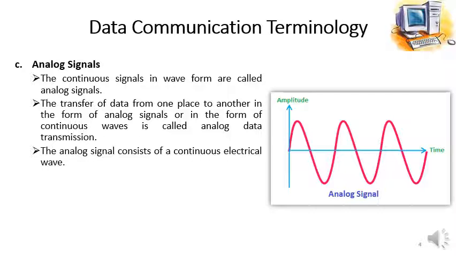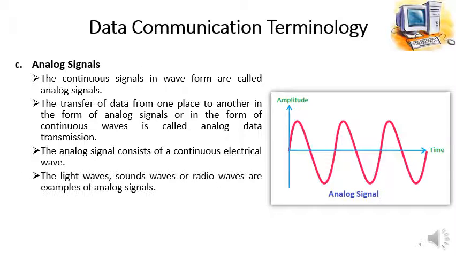The analog signal consists of a continuous electrical wave. The continuous data means where the fractional points are also included. Light waves, sound waves and radio waves are examples of analog signals. Somewhere the signals are strong and somewhere the signals are weak, and they have two maximum points.